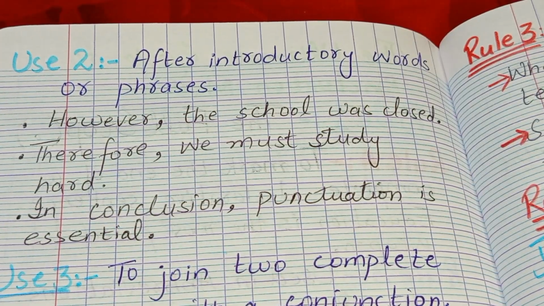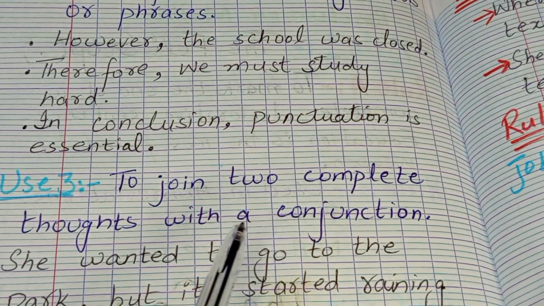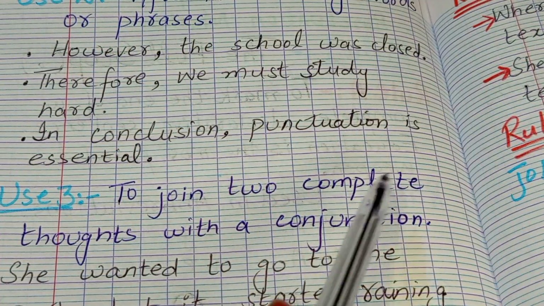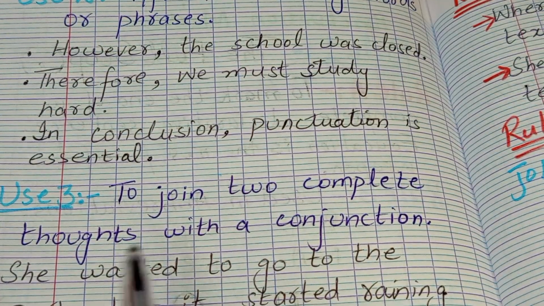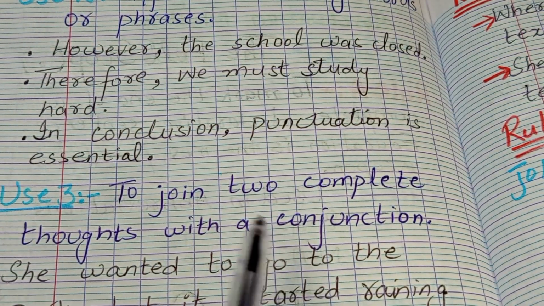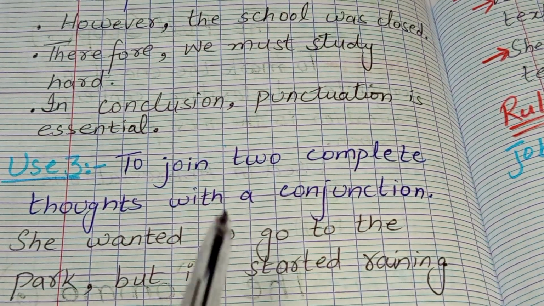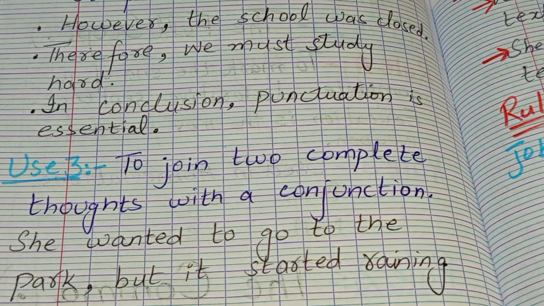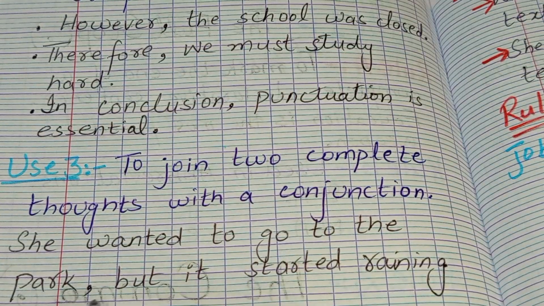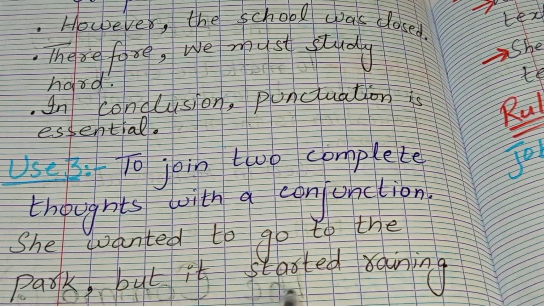Now use 3: to join two complete thoughts with a conjunction. If you are joining two independent sentences using words like but, and, or, so, place a comma before them. For example, she wanted to go to the park, but it started raining.